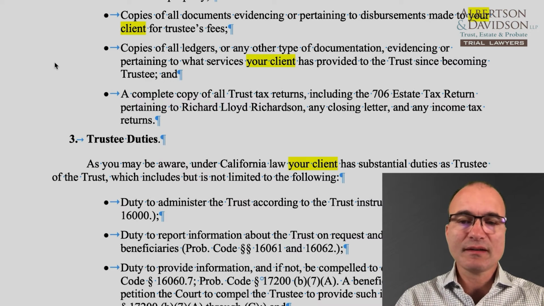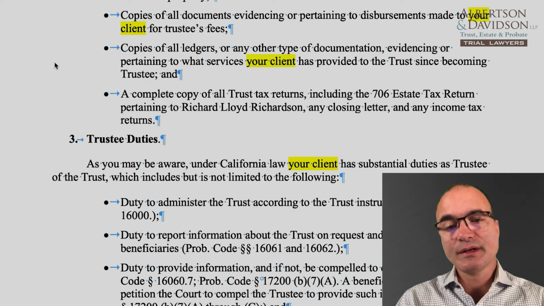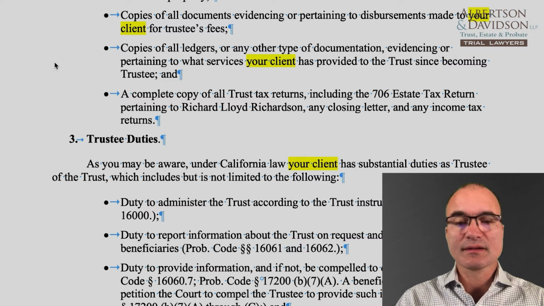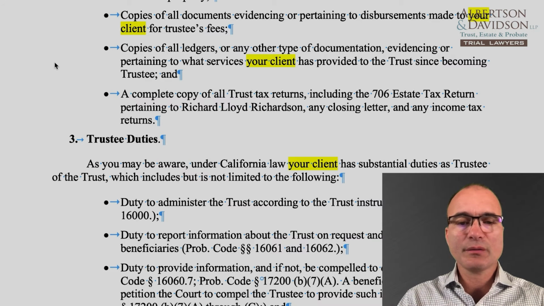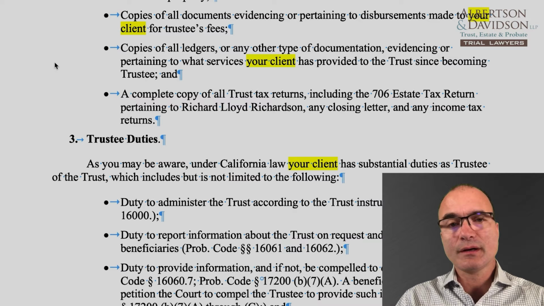So we want the estate tax return if there is one, which nowadays you have to have an estate in excess of 11.5 million to even have to file an estate tax return. So maybe that doesn't apply, but who cares? You'll put it in there anyway. If you have one, give it to us. If you don't, fine. And then we also want to see any income tax returns, because trusts do file Form 1041s, trust income tax returns. We need to see copies of those.